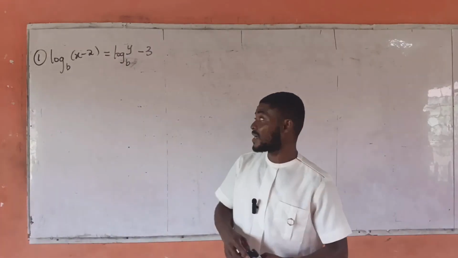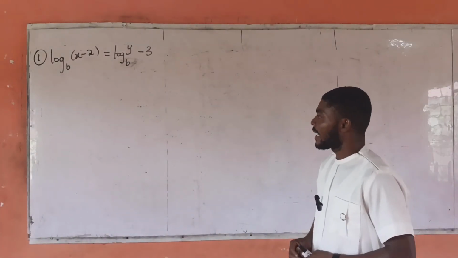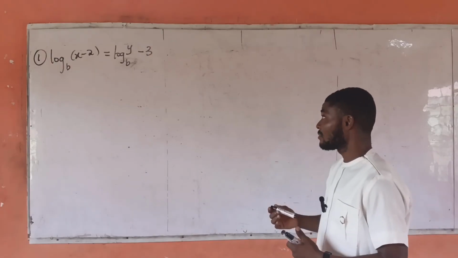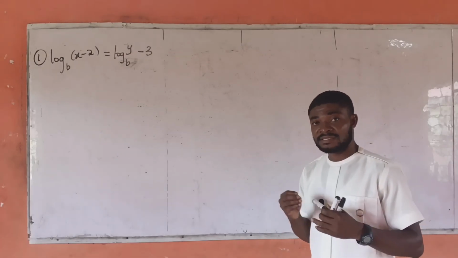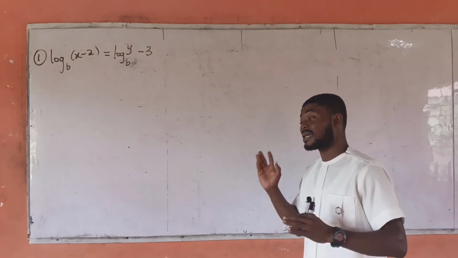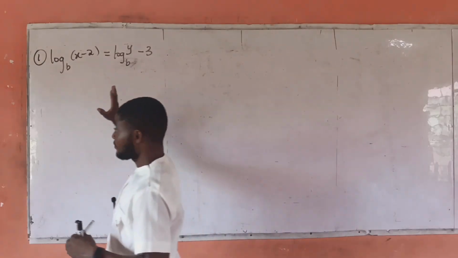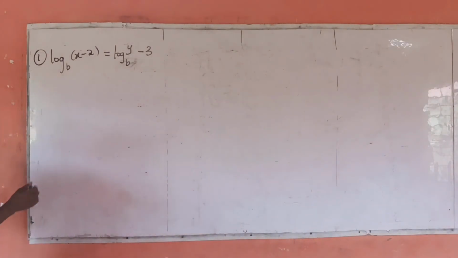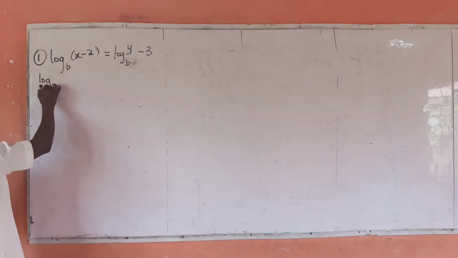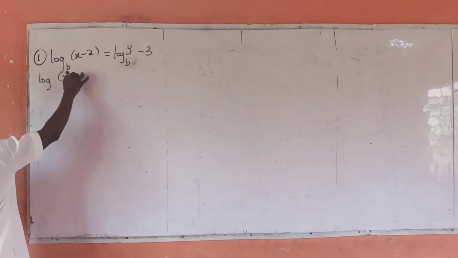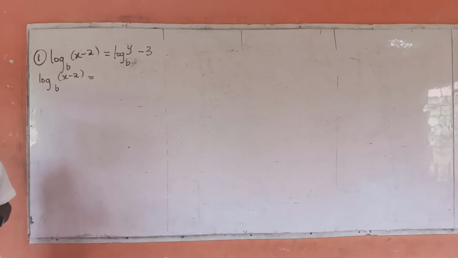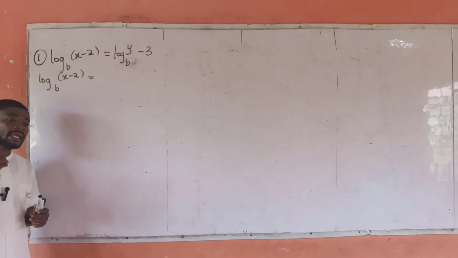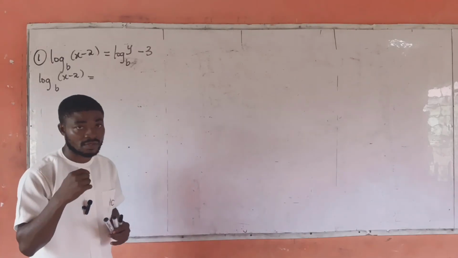Yeah, so this is what we have on the board. I believe and hope that we all remember our laws of indices very well. That is what we are going to apply over here. So we just repeat the left hand side. When we come to the right hand side, we know log a base a should be equal to 1.